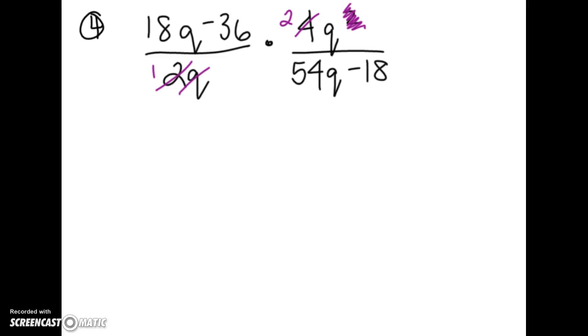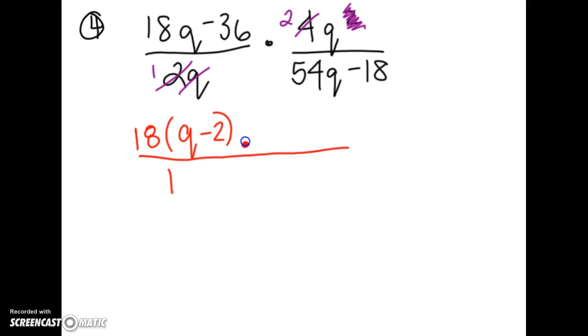So now I can rewrite that, but then I'm going to figure out what I can pull out here. What can I pull out from 18q minus 36? Well, I know 18 times 2 gives me 36, so I'm going to pull out an 18, and I'm left with q minus 2. And then down here I've just got 1, and up here I've got 2 q's left. I just drew one line, that's totally fine.